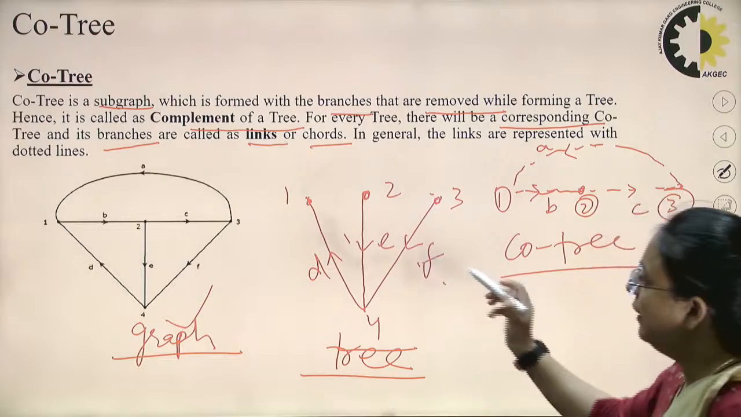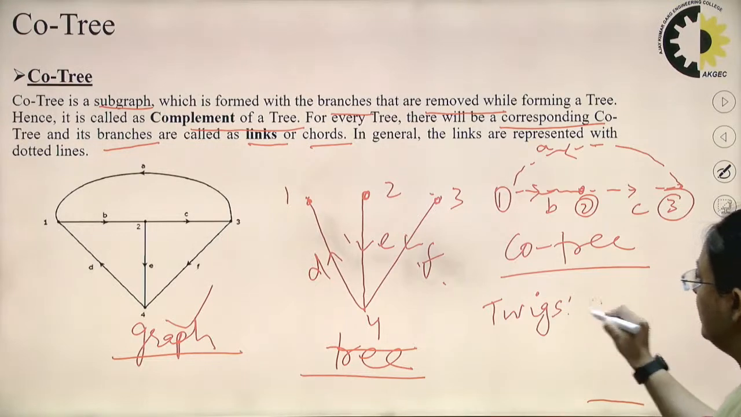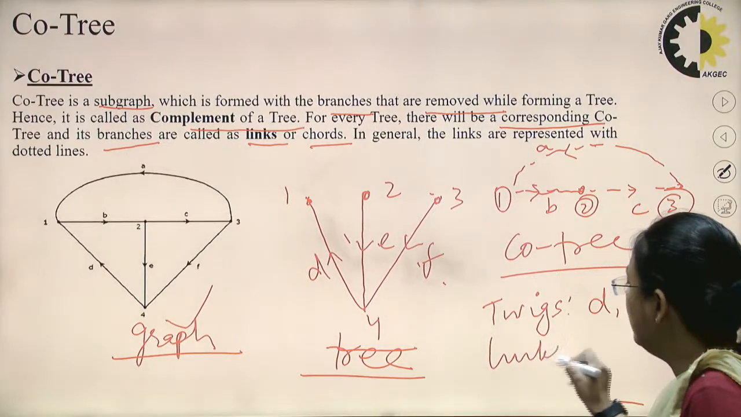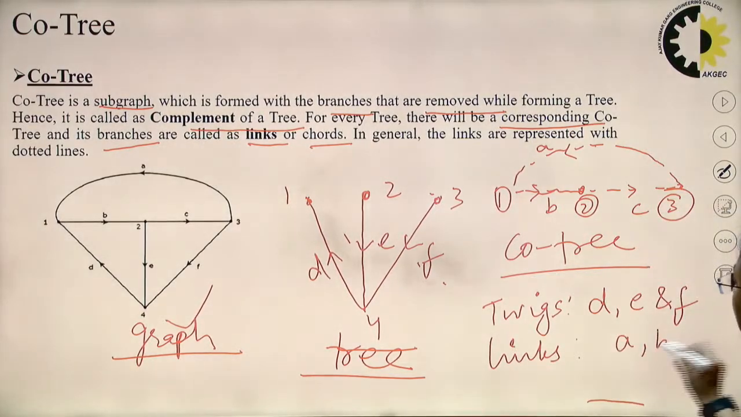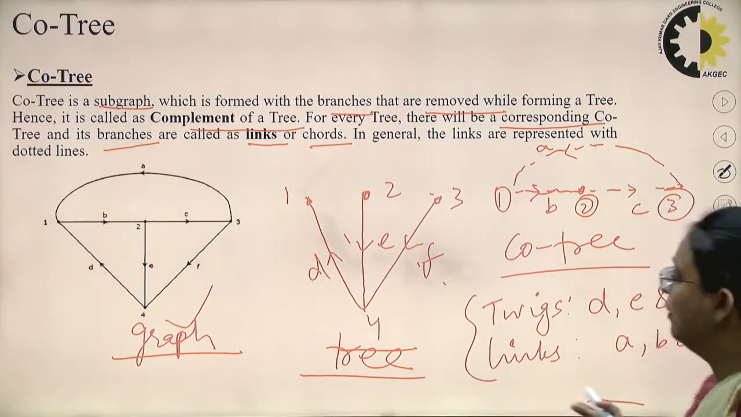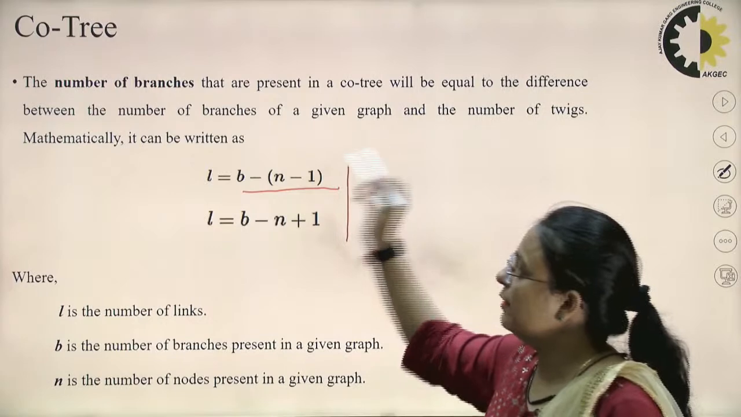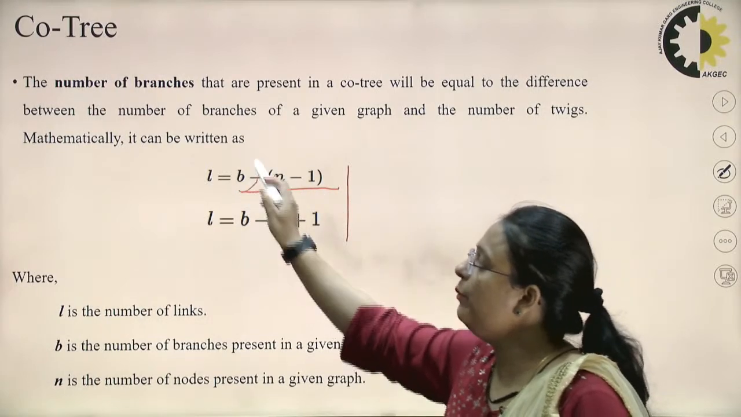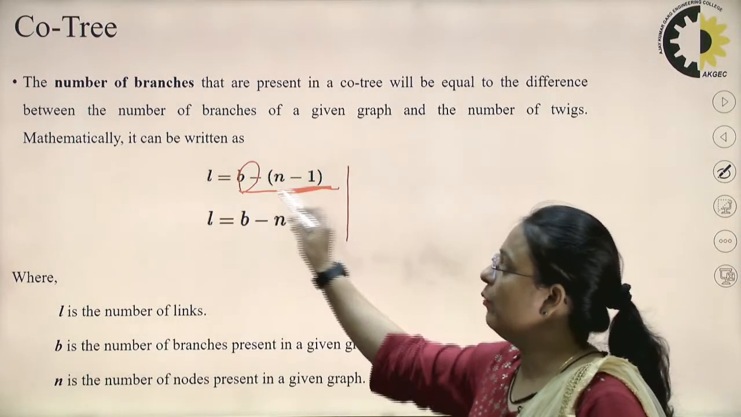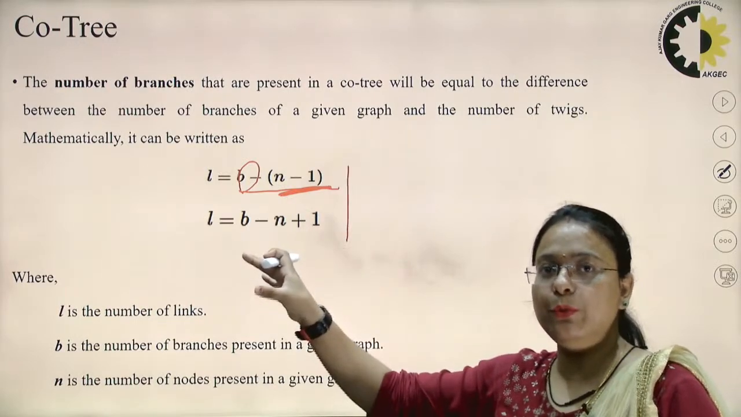So you can see that D, E, F here are the twigs, D, E and F are called as the twigs here, and branches A, B and C are called the links. I hope it is clear to you all. And you can see here the number of links will be equal to B minus (N minus 1). Total number of branches जो कि हमारे पास ग्राफ में थी, right, and N minus 1 क्या था हमारा formula for the twig. तो total number of the graph की branches minus the number of twigs will form the co-tree.